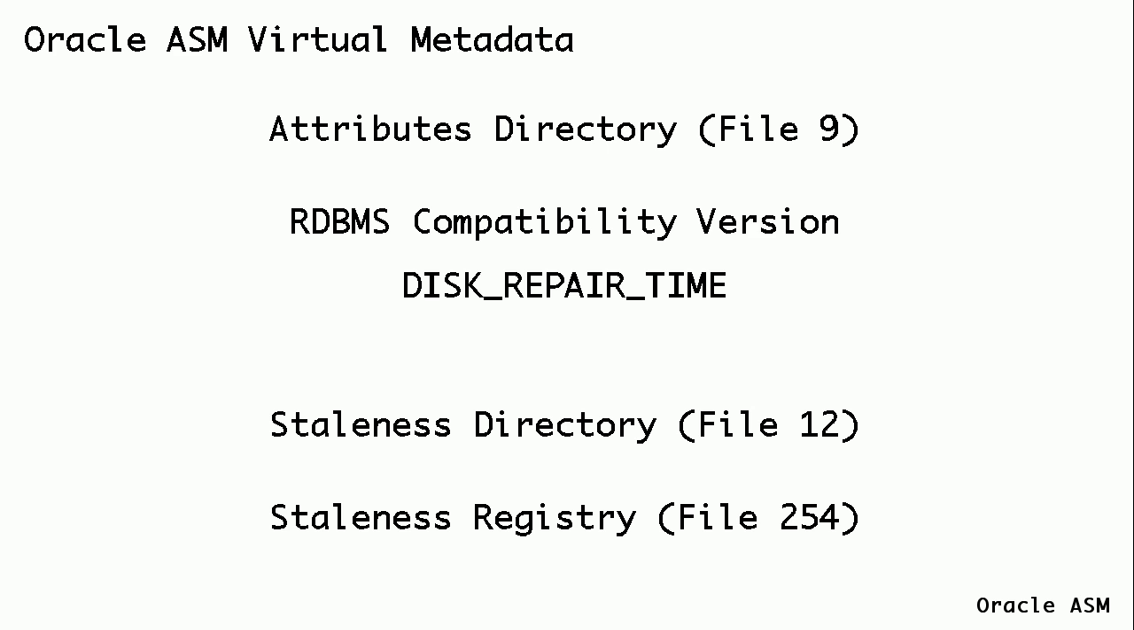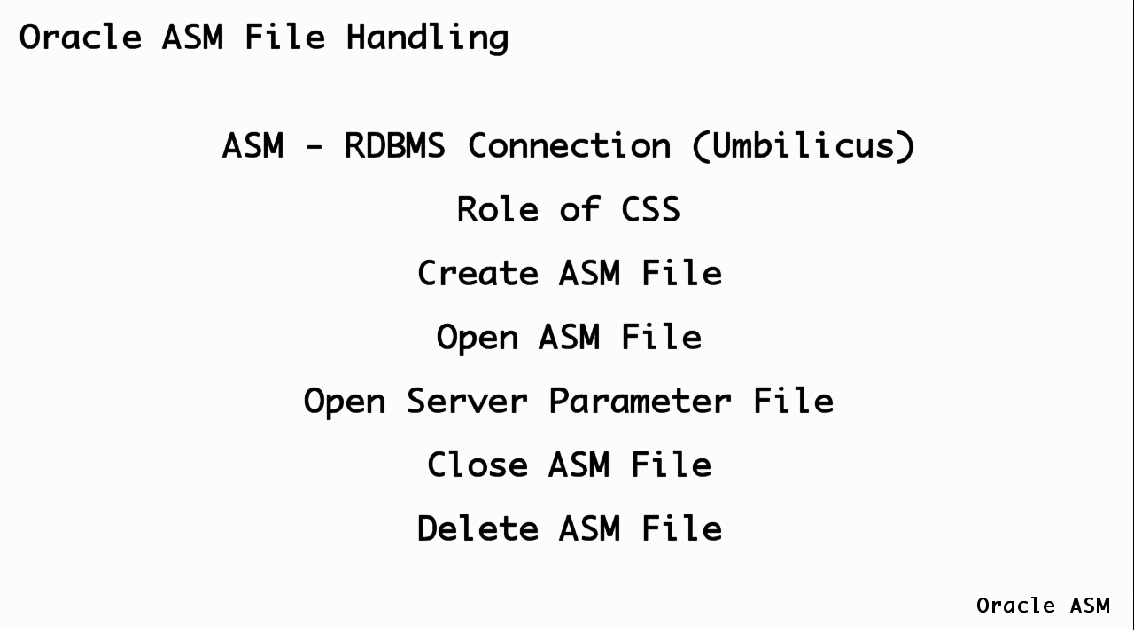Oracle ASM stores important information about various ASM components in the form of Oracle ASM physical metadata and virtual metadata. All the metadata related to a disk group is completely stored within the same disk group. Oracle database communicates with Oracle ASM in terms of ASM files. Now, let us understand how this communication takes place.